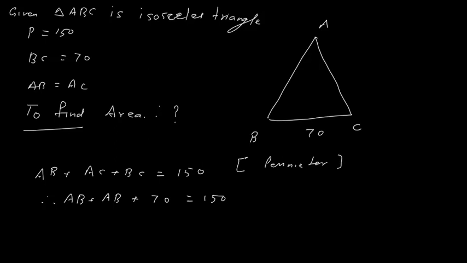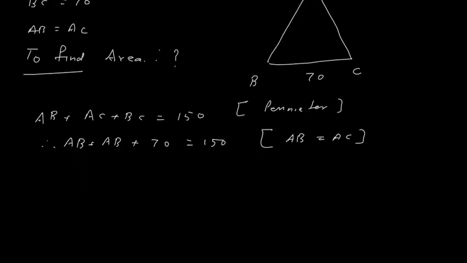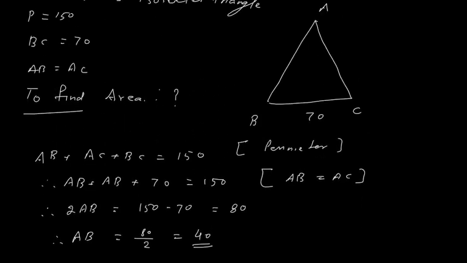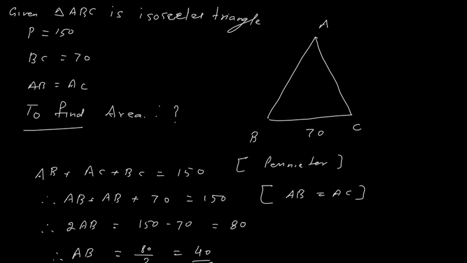Here, for this reason, you can write AB is equal to AC. So in place of AC we have written AB. Therefore 2 times AB, we get 150 minus 70. This gives me 80. So the value of AB is equal to 80 divided by 2, which is 40. So AB is 40, and your AC is 40.